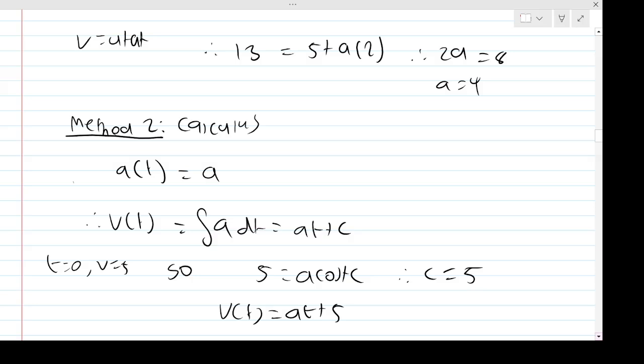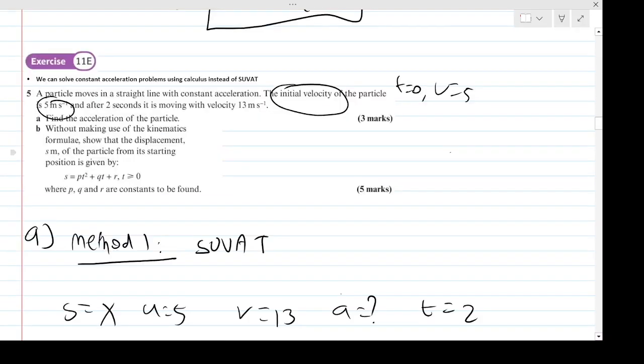Okay. But we need to find the acceleration a. That's what it's asking me to do, right? It's asking me to find the acceleration a. But I'm also given the information that after 2 seconds, its velocity is 13. That means when t is 2, v is 13.